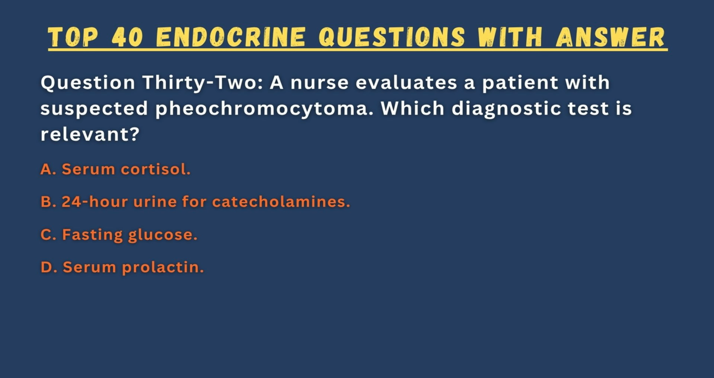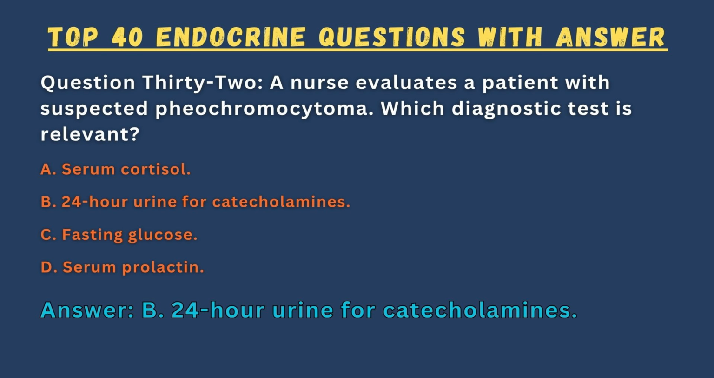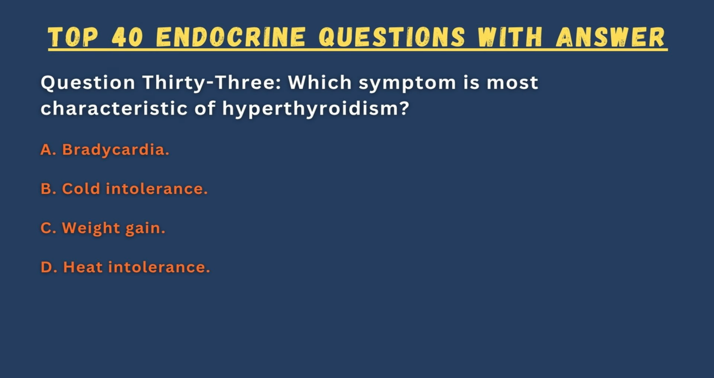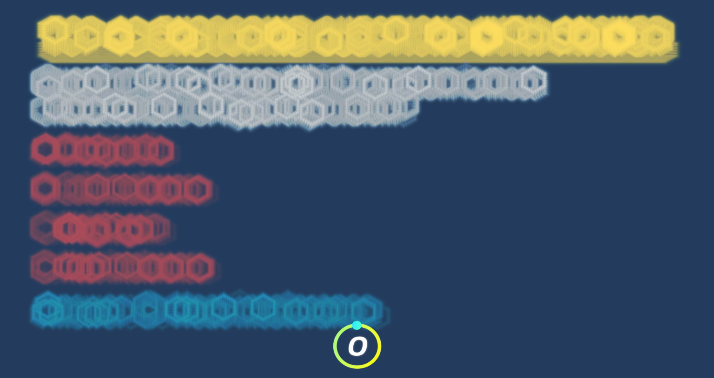Question 32. A nurse evaluates a patient with suspected pheochromocytoma. Which diagnostic test is relevant? A. Serum cortisol. B. 24-hour urine for catecholamines. C. Fasting glucose. D. Serum prolactin. Answer: B. 24-hour urine for catecholamines. Question 33. Which symptom is most characteristic of hyperthyroidism? A. Bradycardia. B. Cold intolerance. C. Weight gain. D. Heat intolerance. Answer: D. Heat intolerance. Question 34.